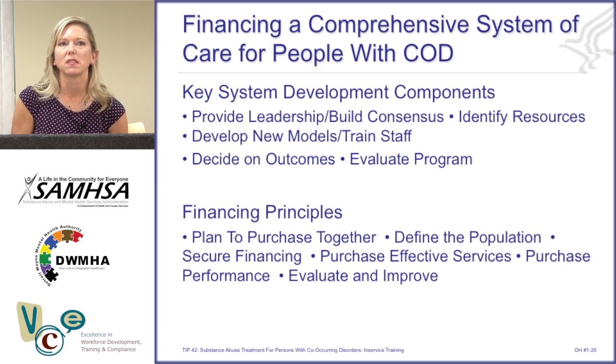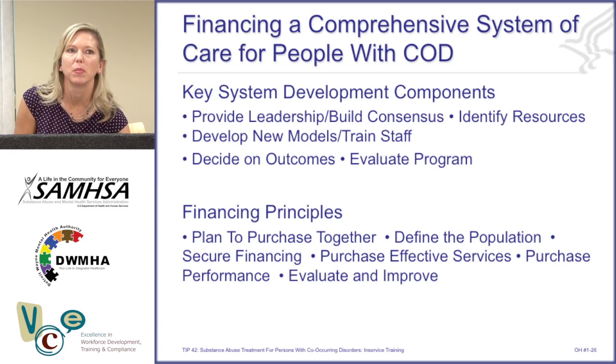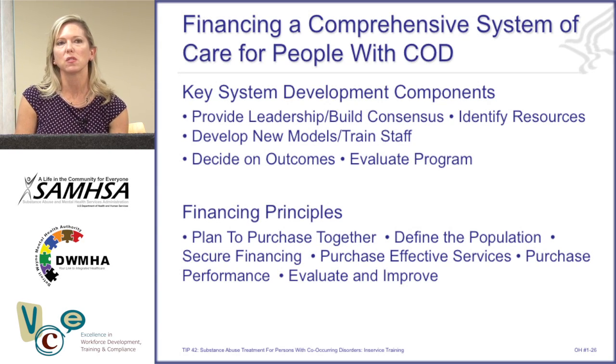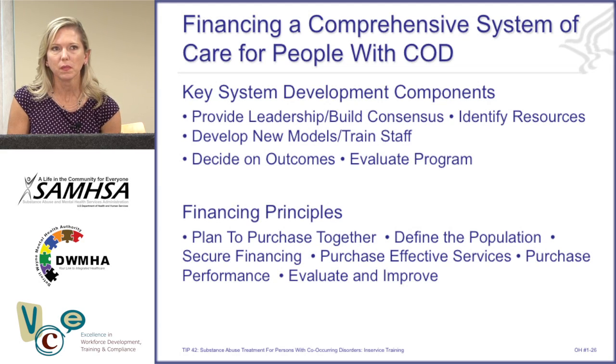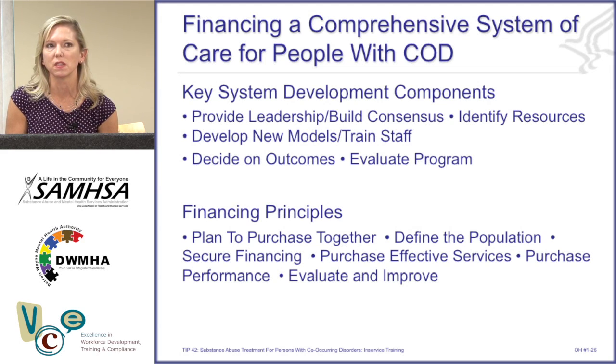So how do you finance a comprehensive system of care for people with co-occurring disorders? Some of the things you want to consider are, we just alluded to this, provide leadership and build consensus, identify resources, develop new models, and train staff. What we haven't talked about much but is incredibly important is how do you decide on the outcomes? How do you know that what you're doing is successful? And how do you evaluate the program over time?